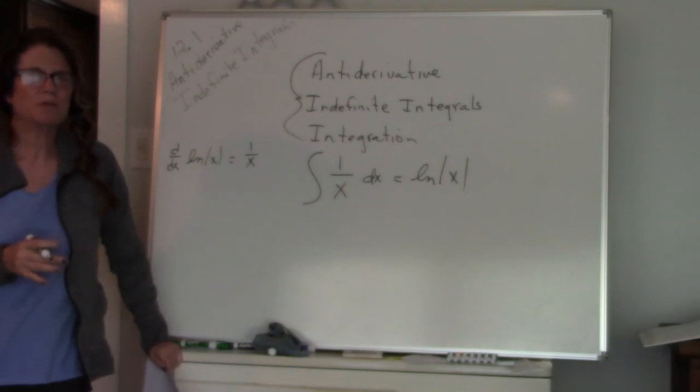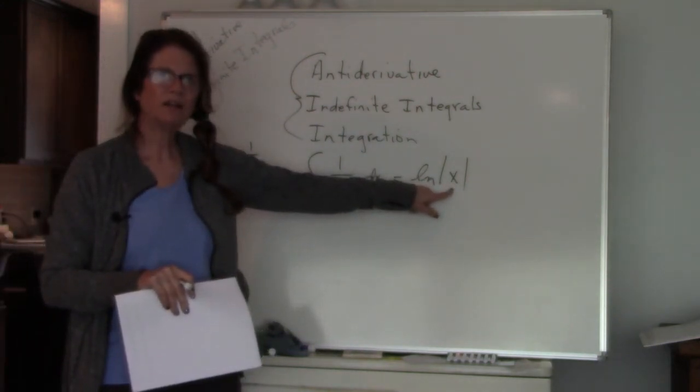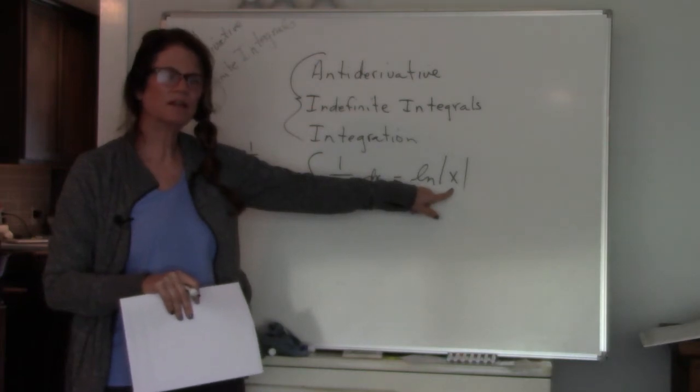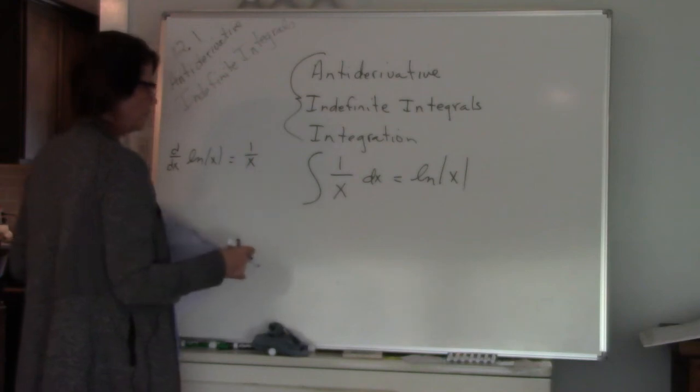Super important to put absolute value signs because you cannot have a negative ln. Okay, no negative logs. That's not in the real number system.